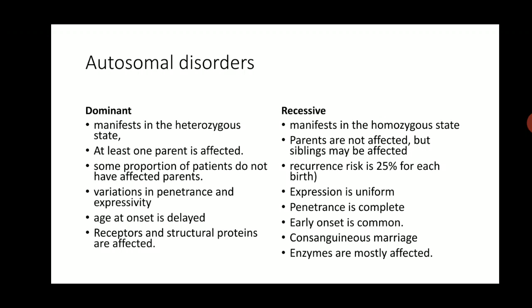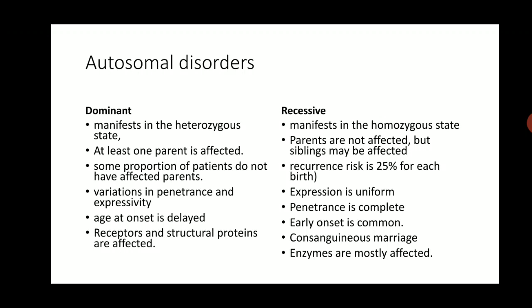Autosomal dominant disorders are characterized by variable penetrance and expressivity. Penetrance means, for example, if 10 persons have that abnormal gene and only 5 express the disease, then the penetrance will be said to be 50%. So, autosomal dominant disorders usually have a variable penetrance.